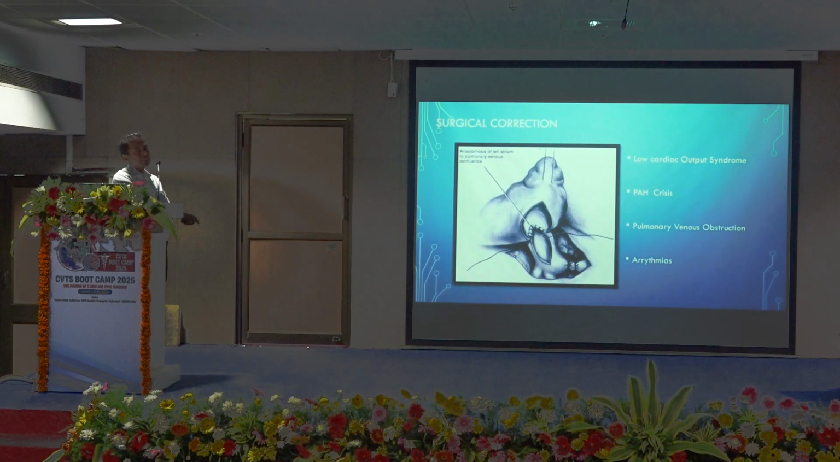Mostly cardiac plus supracardiac. So what do we do in this case? The basic principle is to make an anastomosis, an opening between the common chamber of the pulmonary veins and the left atrium. Immediate post-operative complications can be low cardiac output, pulmonary arterial hypertensive crisis, pulmonary venous obstruction, and arrhythmias. So post-operatively, it is a challenging subset to manage in the ICU. I'm sure Dr. Ganpati is going to discuss this in detail.